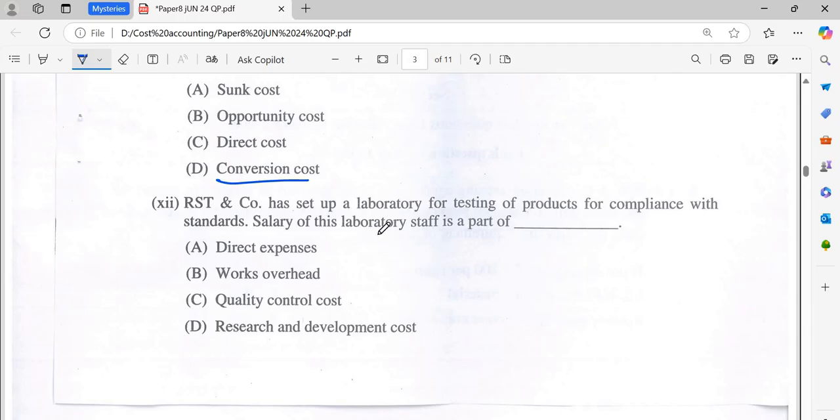RST and company has set up a laboratory for testing of products for compliance with standards. Testing is to check whether the quality is met or not. So the salary of this laboratory staff is part of quality check only. This also comes under quality control cost. So option C is the right answer.